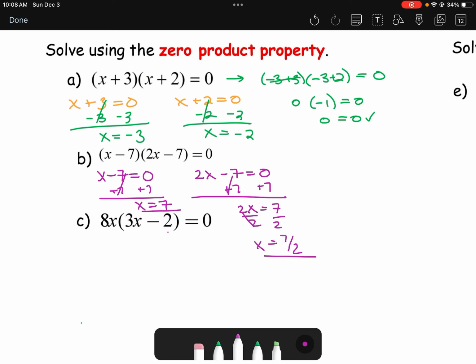So x is 7 or x is 7/2. Or if you wanted to, you could put it as 3.5. Either way, both are correct there. Okay, now let's look at this next one.